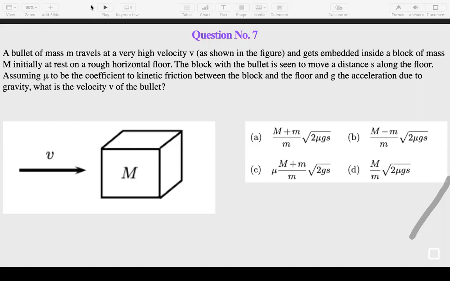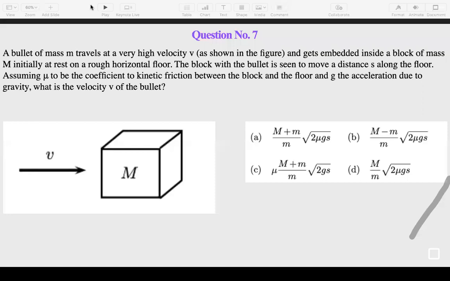After impact, the bullet and this wooden block move a distance s in the forward direction. So they have asked what is the velocity v of the bullet, that means the initial velocity of the bullet, in terms of mass, mu, g, s and so on. They have not asked for a final numerical value here, like in 19.17.